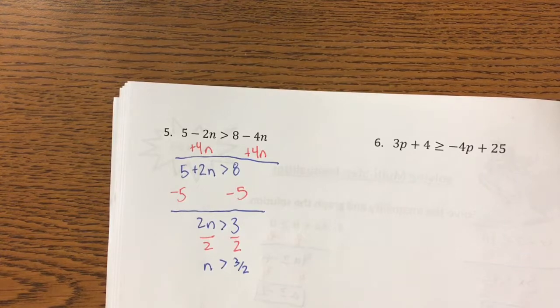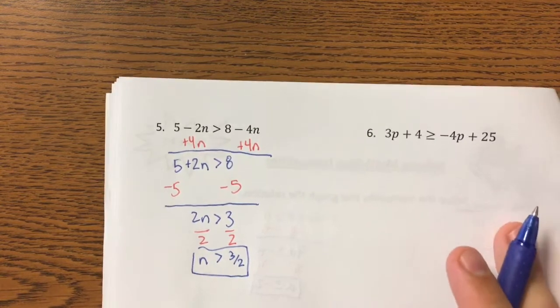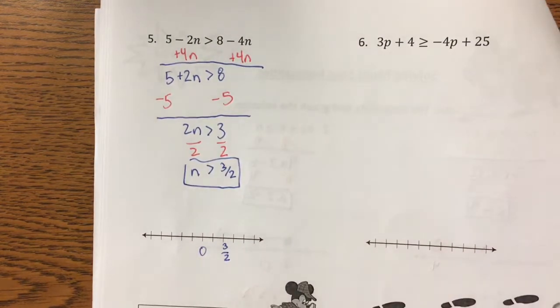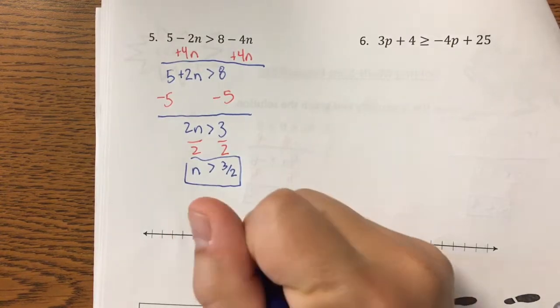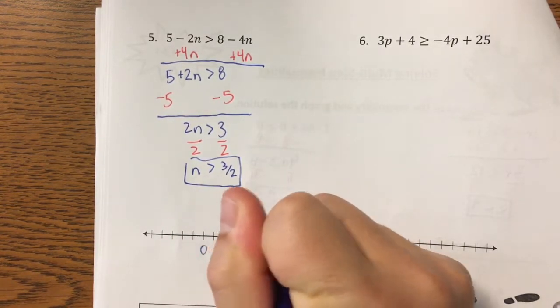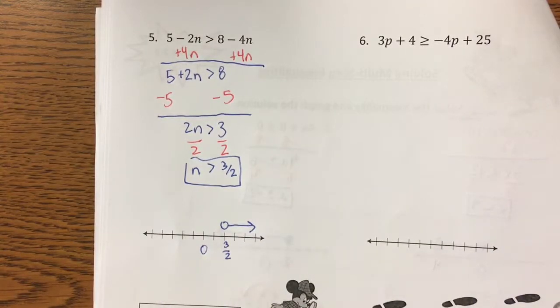If you want to write 1.5, if that feels better to you, then you're more than welcome to write it like that. So we've got 0, we've got 3/2. Now that's positive, so it goes on the right side of 0. Got an open circle pointing to the right. See if I can fit all that on. There we go.